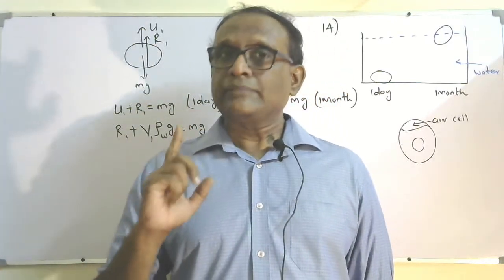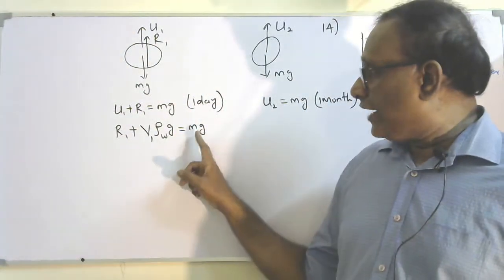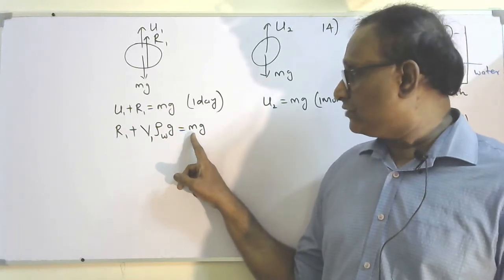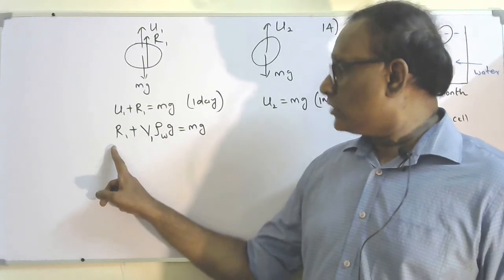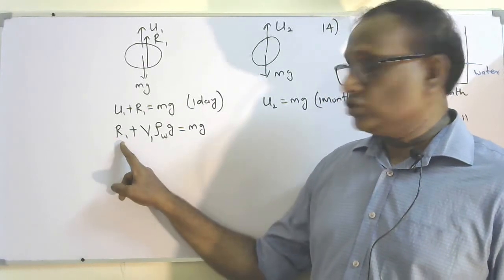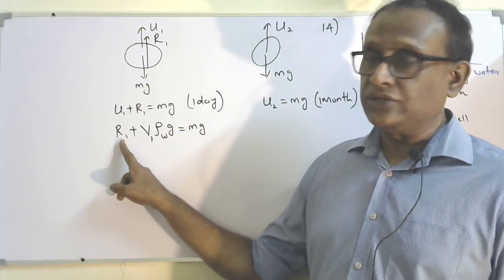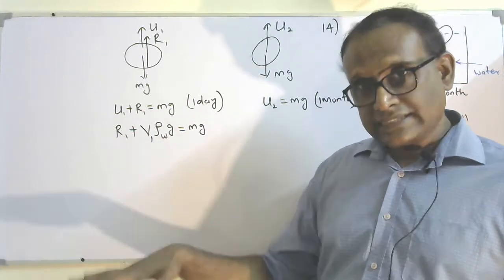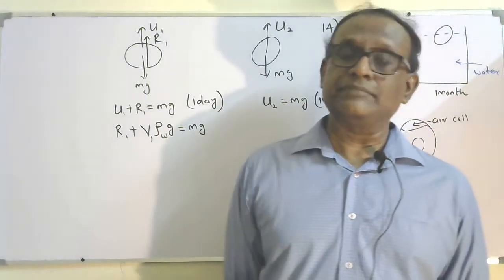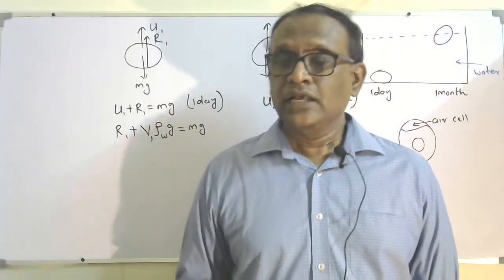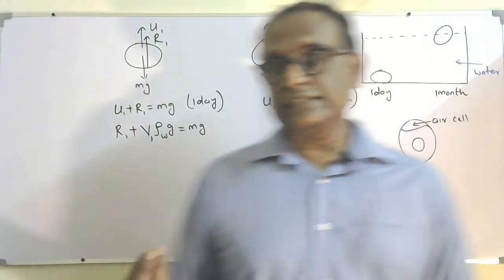Okay, so if I think about statement two, the weight is increasing, right? So when the weight increases on the right side, the left side also should increase. Left side increases means there's no chance for R1 to become zero, so it will remain inside the water touching the base of the container. So certainly statement two is wrong. Right. How can I say statement one is correct?